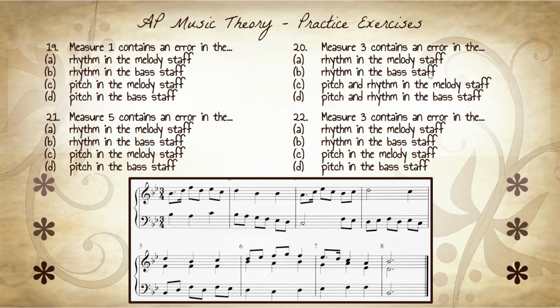The note says, during the third playing, concentrate on the question and measures unanswered. Question 22 says, Measure 7 contains an error in the A. Rhythm in the melody staff, B. Rhythm in the bass staff, C. Pitch in the melody staff, or D. Pitch in the bass staff.